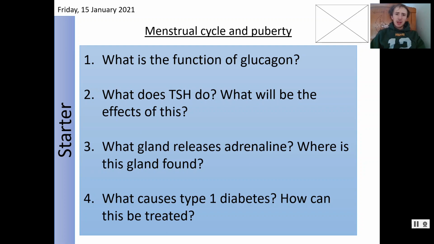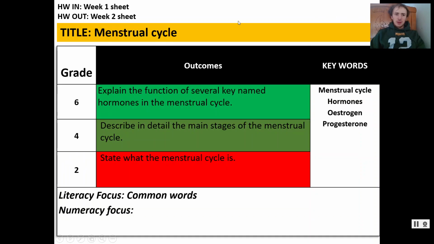Fine, so today we're going to go through the menstrual cycle and puberty. Now, ignore those numbers there. So we're going to be looking at something fairly much around level 8 if you can get to the top of these levels. Now, explain the function of several key named hormones in the menstrual cycle. That is the most difficult thing we're going to do today. We're going to go through the menstrual cycle in a lot of detail.